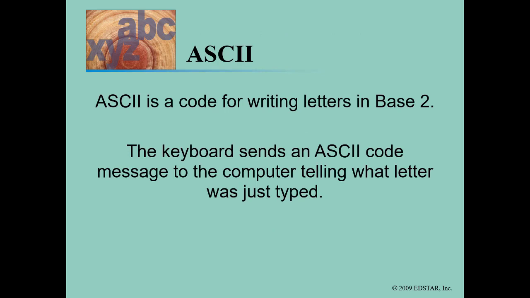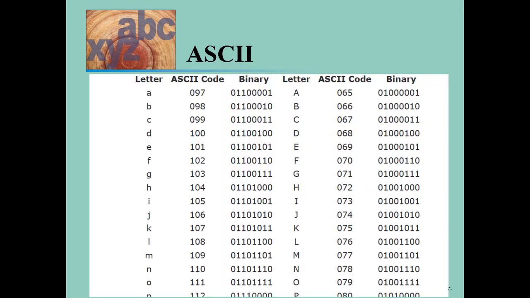ASCII, or the American Standard Code for Information Interchange, is a code for writing letters in base 2. The keyboard sends an ASCII code message to the computer telling what letter was just typed. This code will be literally 8 zeros or ones. So there's 8 place values.